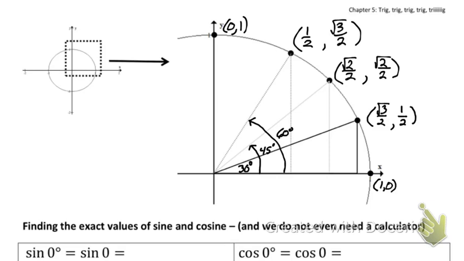A good thing to recognize is square root of 2 over 2 always goes with square root of 2 over 2. So if you know one of them, you know both of them. Square root of 3 always goes with the 1. So if you know the sine value of each of these, you know the cosine values as well.